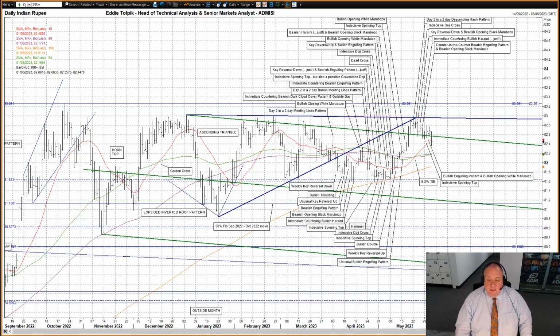Additionally, the theory indicates that between 20 to 25 sessions after the crossover, we may see a move in the direction of the bow tie as a result. Thus, between the 20th to the 27th of June, look out for such a move. At the moment, the top side is capped by the extension of the upper trend line of the ascending triangle, currently at 82.96, with the October 2022 high, 83.26, as resistance beyond that.